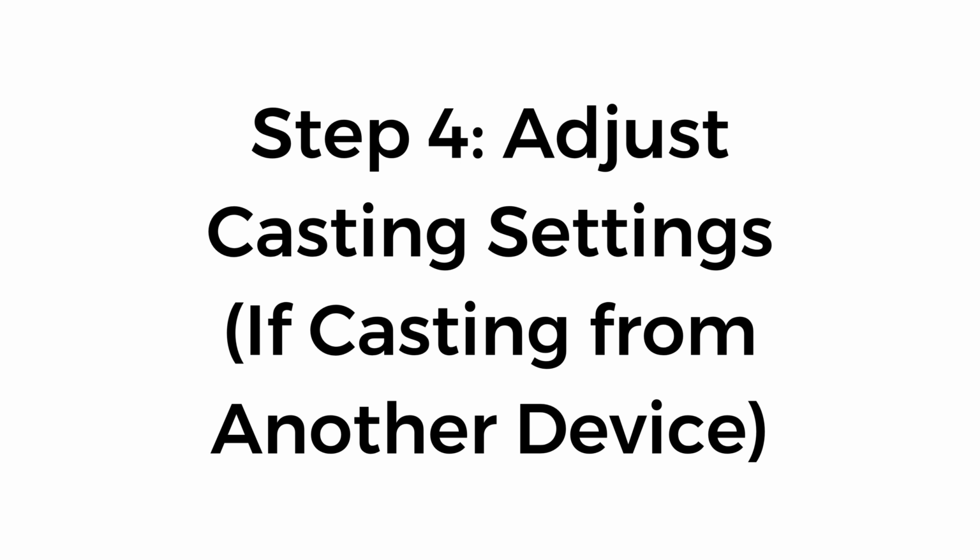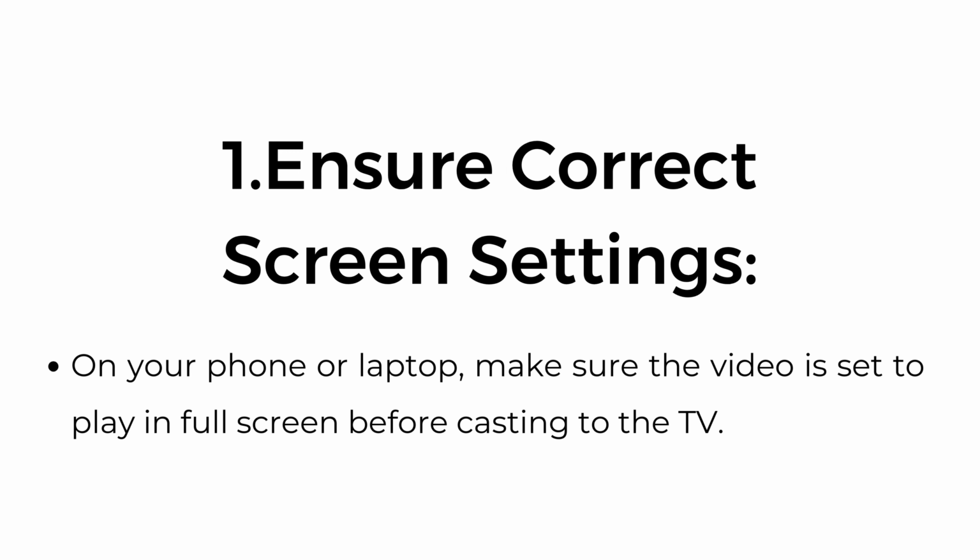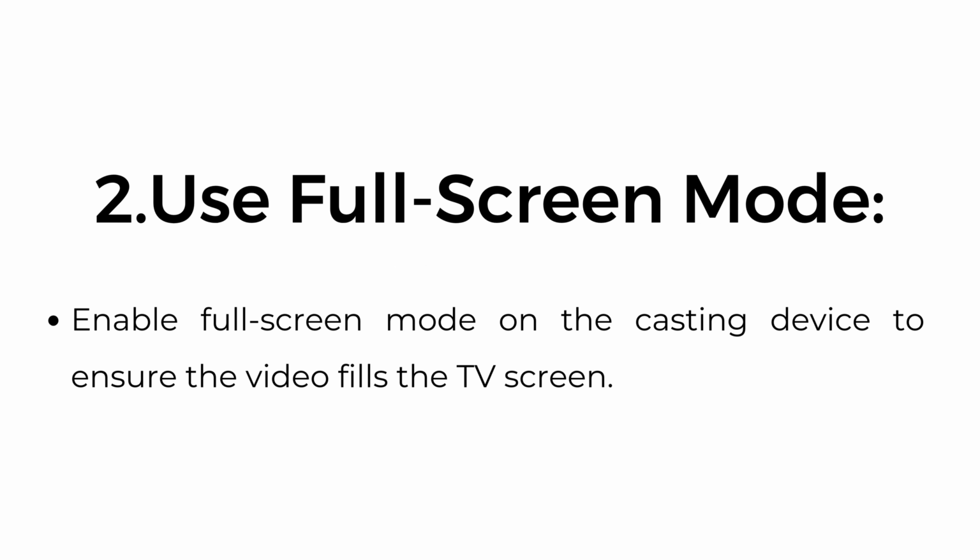Step 4. Adjust casting settings. If casting from another device, ensure correct screen settings. On your phone or laptop, make sure the video is set to play in full screen before casting to the TV. Use full screen mode. Enable full screen mode on the casting device to ensure the video fills the TV screen.